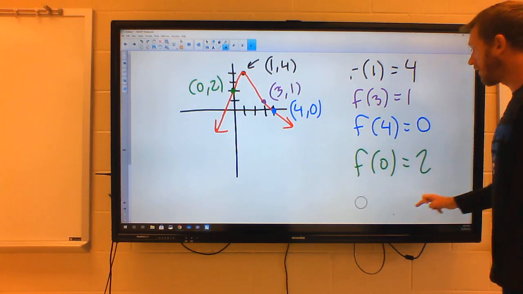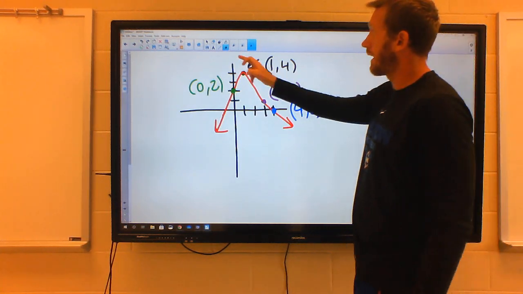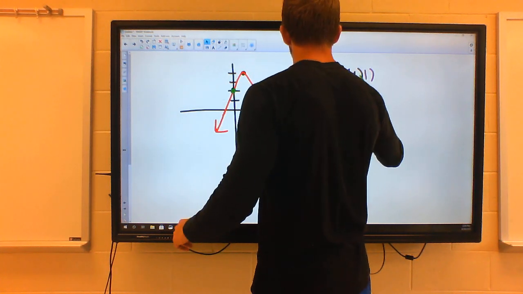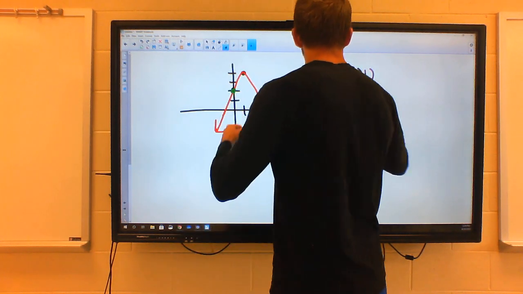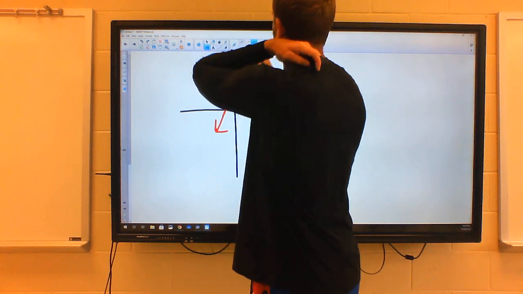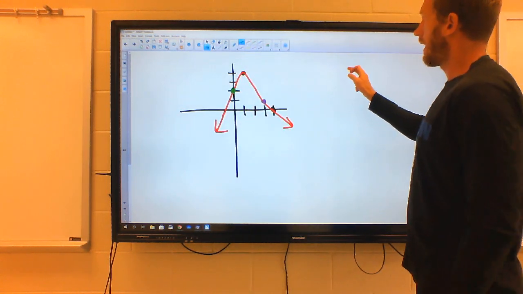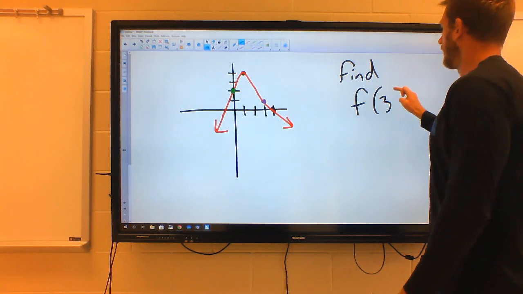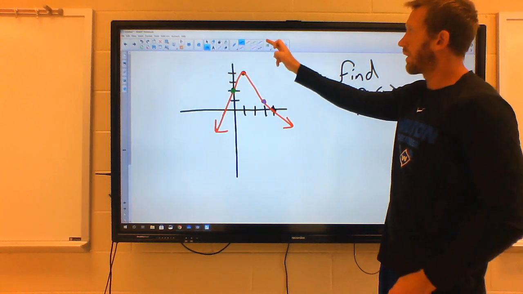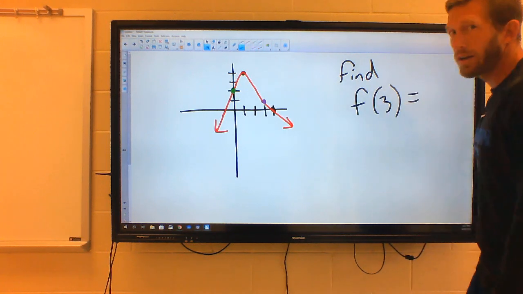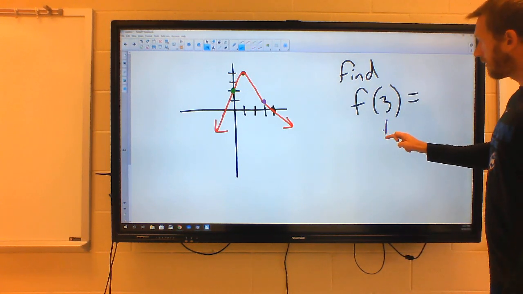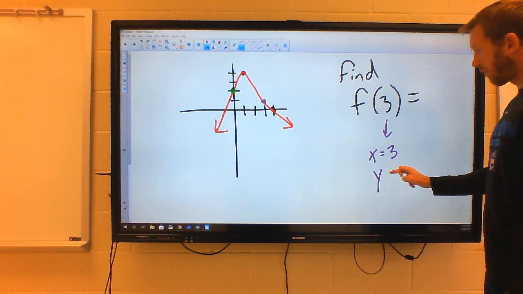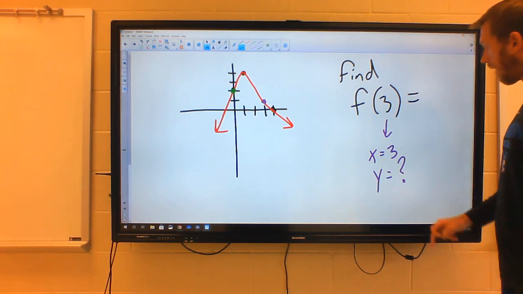Okay, now let me show you how questions will be phrased. They'll say, find f of 3. Here's what you need to do then. If it says find f of 3, you need to be smart enough to say, that means x equals 3. So we are looking for y.